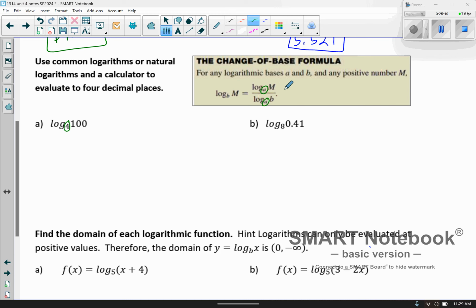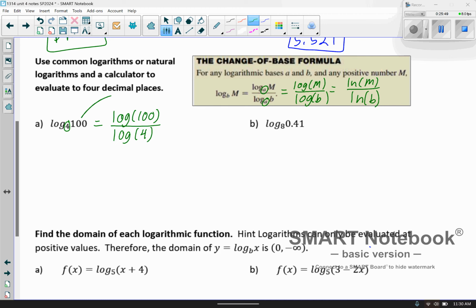So basically you have two options. You can either take the common log, or you can take the natural log of those values. And it doesn't matter, but you have to stick with whichever one you choose. So if I choose, for example, log of 100 on top, then on bottom I have to do log of 4.